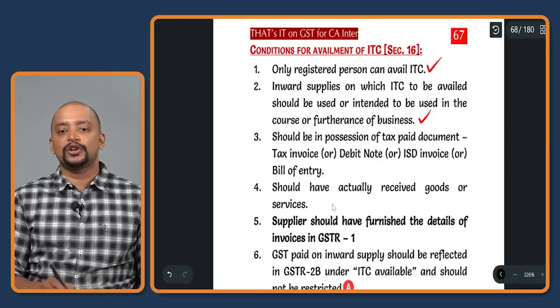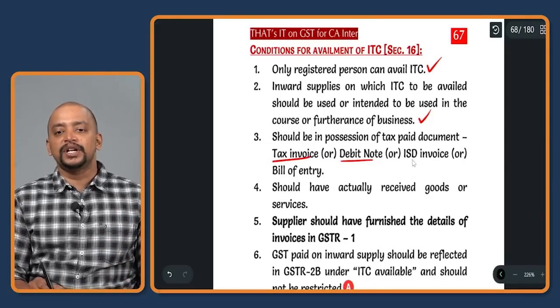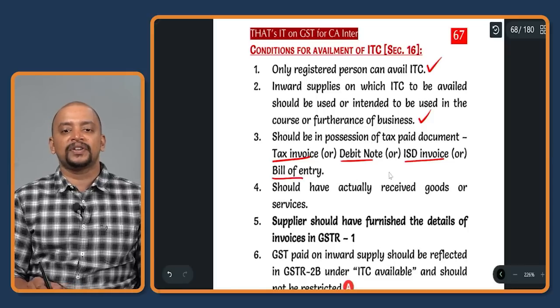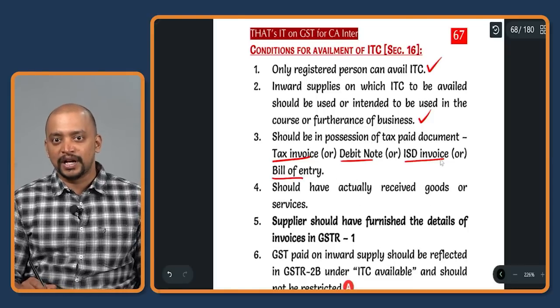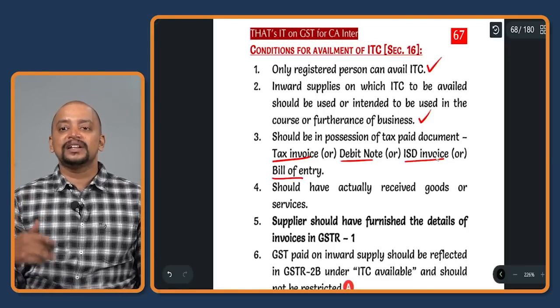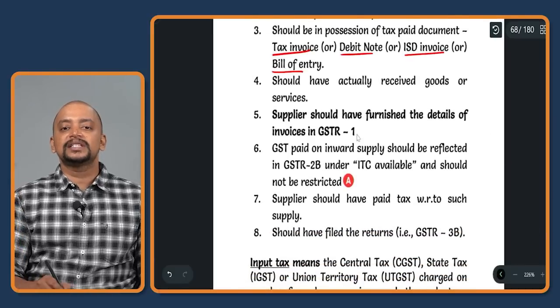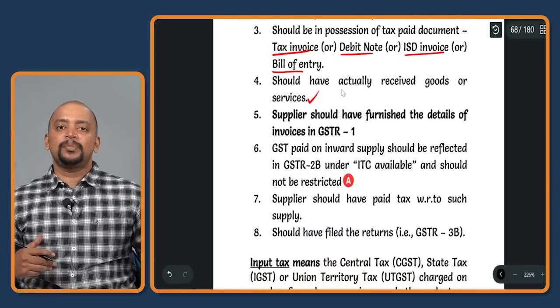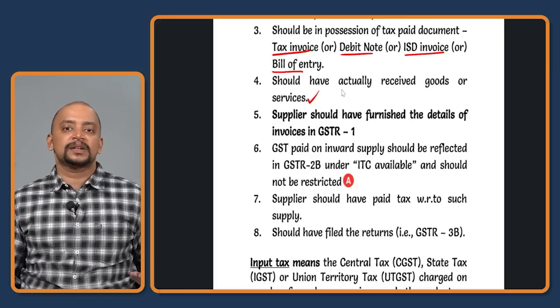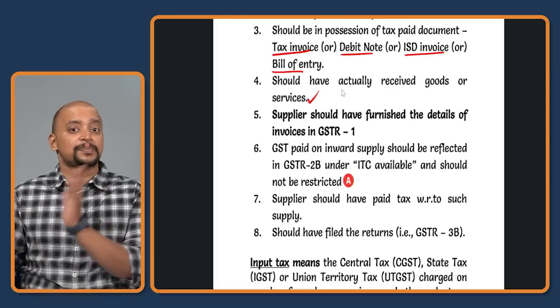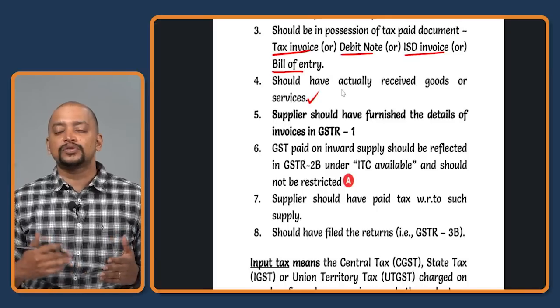What are those tax paid documents? Tax invoice, debit note, ISD invoice and bill of entry. These are the tax paid documents, and the person who wants to avail ITC should be in possession of these tax paid documents. Should have actually received the goods or services. For example, invoice in 1 month and goods are received in the subsequent month. ITC can be availed only in the subsequent month, not in this month based on invoice.